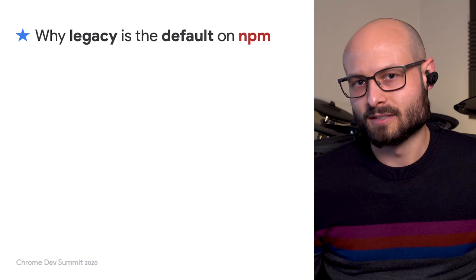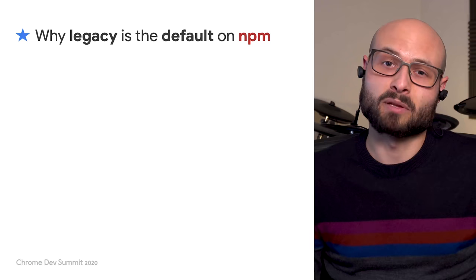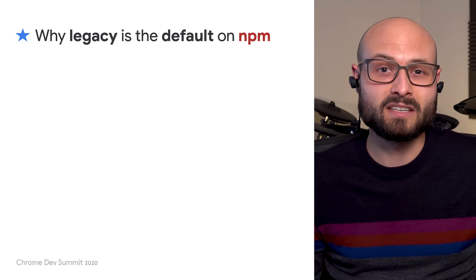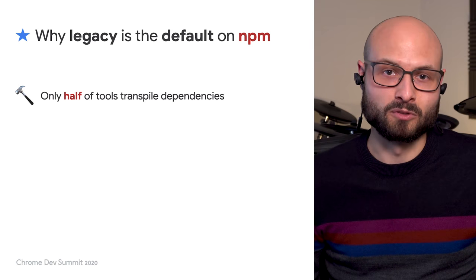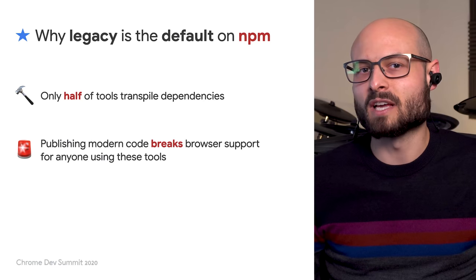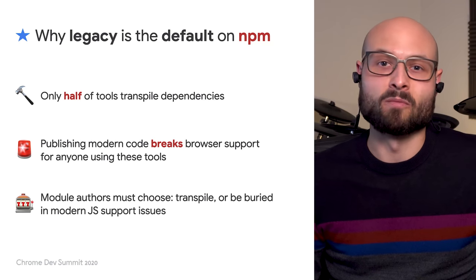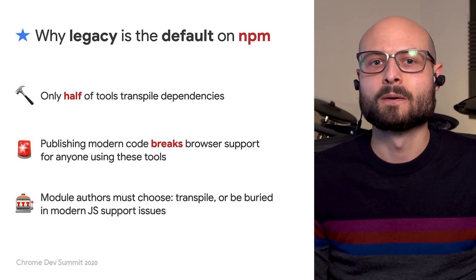So why is this? A big part of the reason is that package authors can't rely on application bundlers to transpile dependencies to ensure browser support. We estimate that only half of build tools transpile dependencies at all, which means that modern code published to NPM gets bundled as is by the remaining tools, and that unexpectedly breaks browser support for those users.